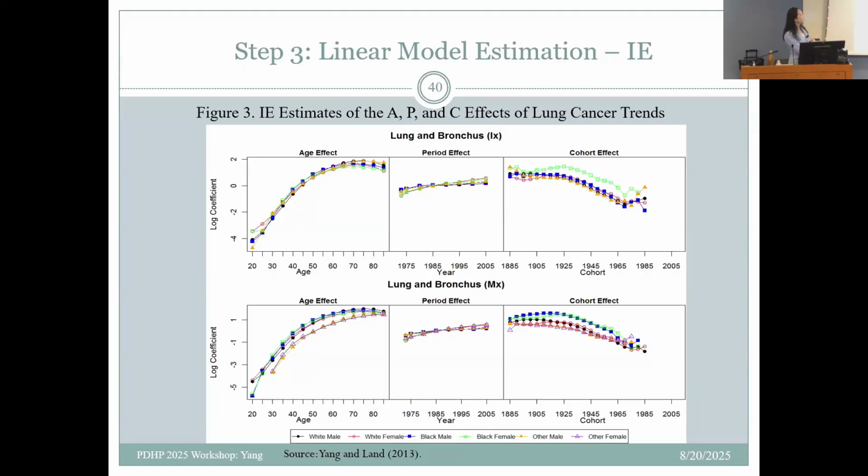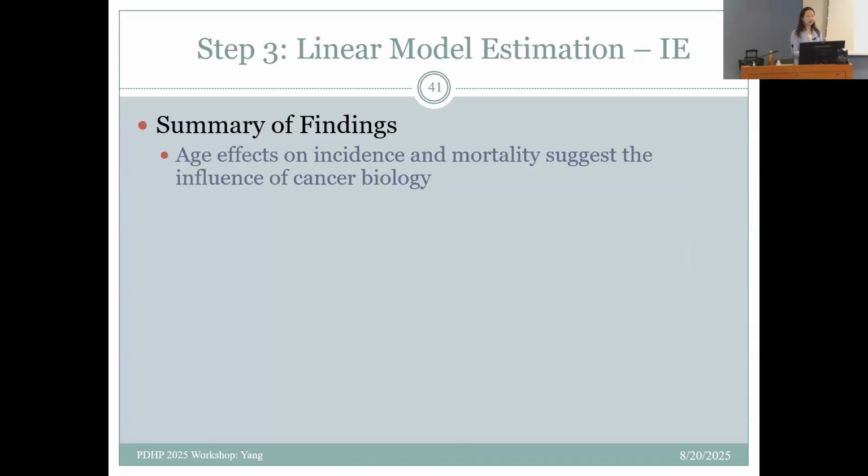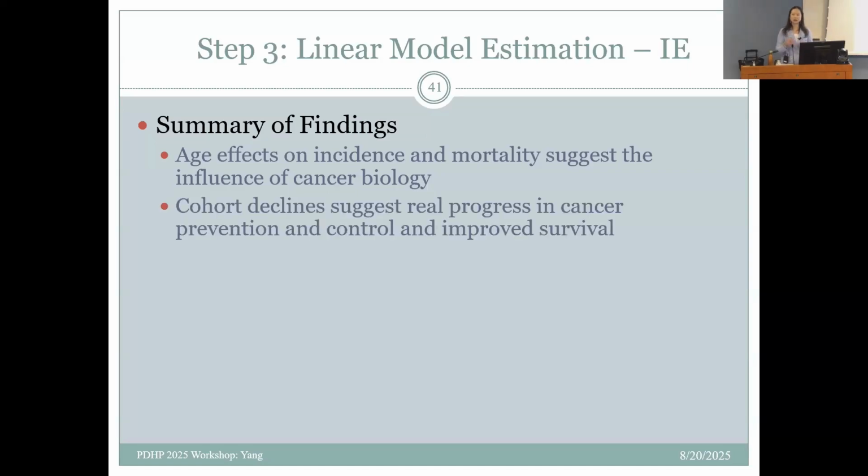And so you could learn, well, age effects look very much like before, as they should. Period effects are surprisingly flat and small and maybe slightly upward trending. The star here is, again, the large cohort changes. There's some initial increase or leveling in earlier cohorts, but subsequently all the cohorts experience substantial declines. So this leads to the final set of results where we see age effects that suggest the influence of cancer biology and human mortality trends. Cohort declines suggest real progress in cancer prevention and control and improved survival, as do many other leading causes of death of the US population.